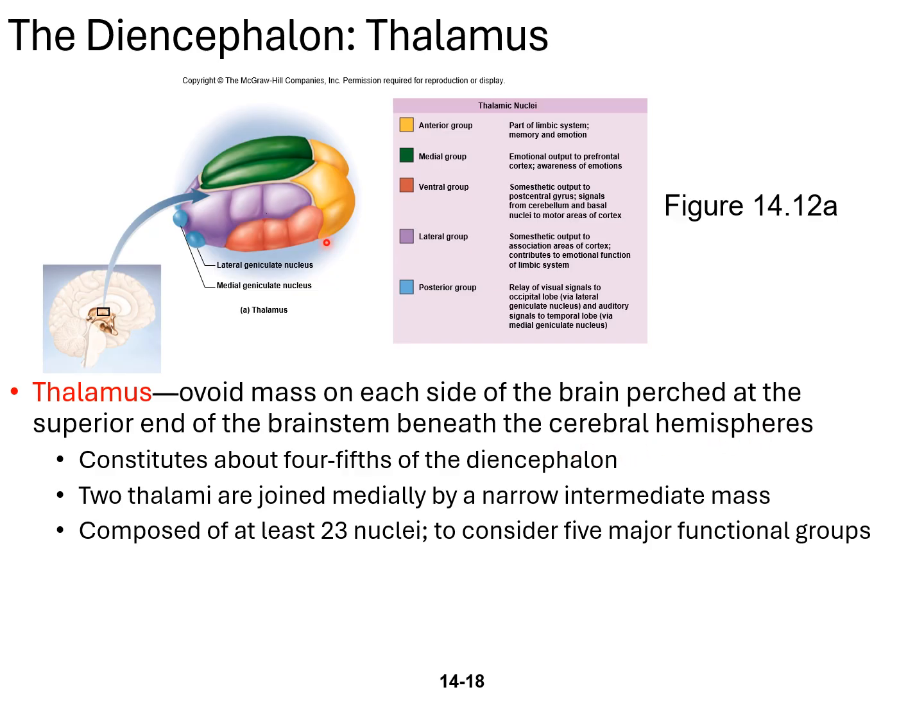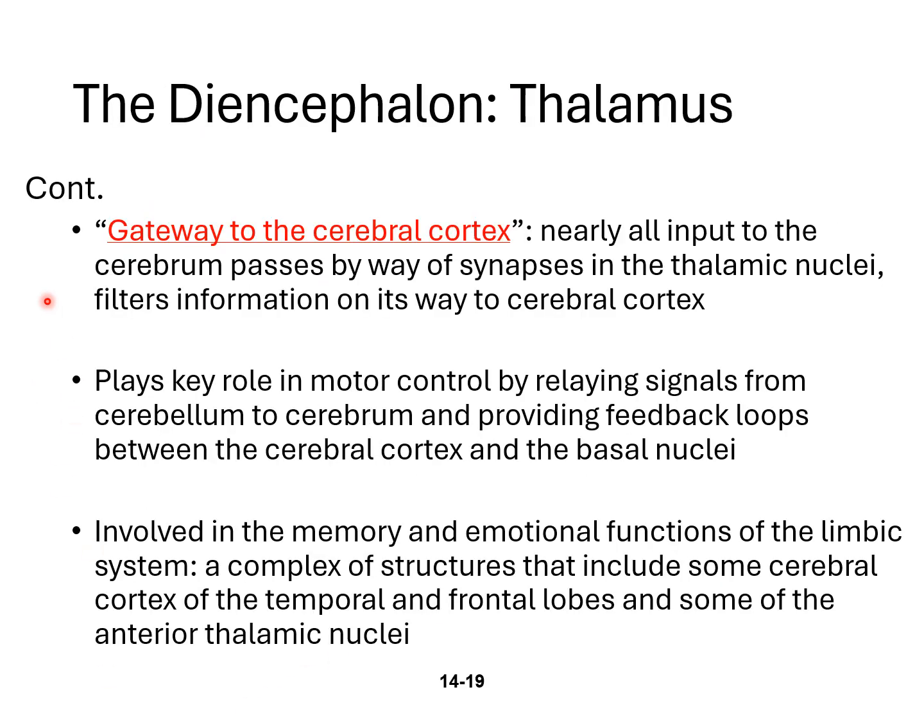So the thalamus is all these different types of nuclei. You have some on the medial side, some on the front, some on the lateral, some on the ventral, some on the posterior. And in these different groups, you have multiple nuclei. So we're not going to go into all the different nuclei because 23 nuclei, 5 major functional groups, is too much to learn. Each one is doing its own thing, and it's crazy for you to memorize those.